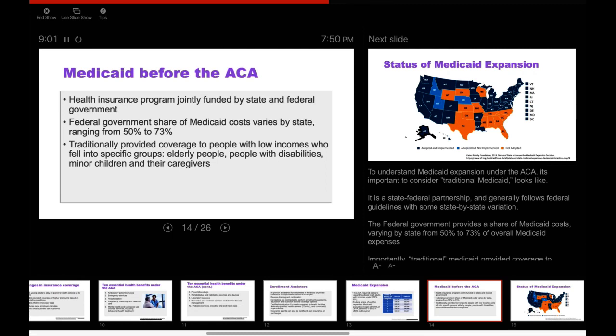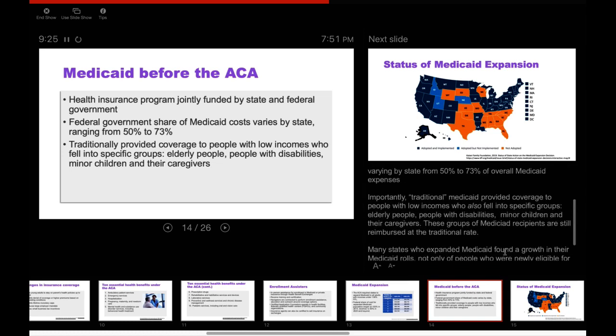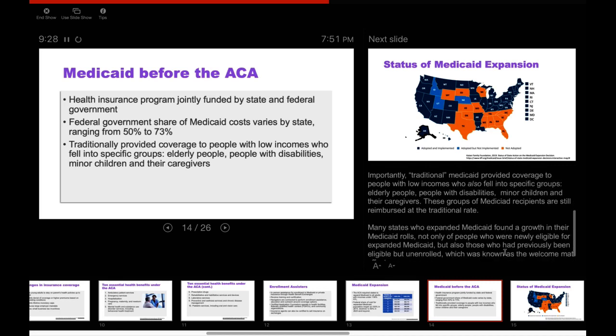To understand Medicaid expansion under the ACA, it's also important to consider what traditional Medicaid looks like. It's a state-federal partnership and generally follows federal guidelines with some state-by-state variation. The federal government provides a share of Medicaid costs varying by state from 50% to 73% of overall Medicaid expenses, which is lower than the match for expanded Medicaid. Importantly, traditional Medicaid provided coverage to people with low incomes who also fell into specific groups: elderly people, people with disabilities, minor children, and their caregivers. These groups of Medicaid recipients are still reimbursed at the traditional rate.